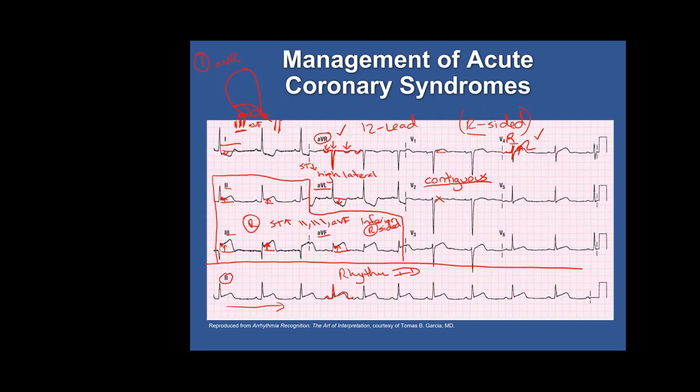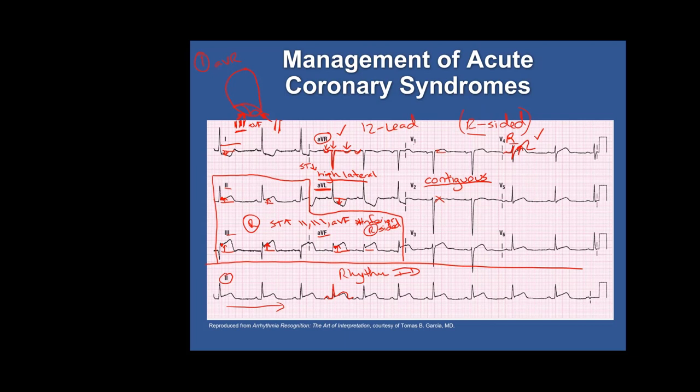So one and AVL are both looking at high lateral, so those are contiguous. I have ST depression and ST depression, that's noteworthy. I've got it in two contiguous leads. This elevation in 2, 3 and AVF, those are all contiguous because they all look at the same area of the heart. So having ST elevation, in this case, I've got it in all three, but two or more contiguous leads means I can call it something.